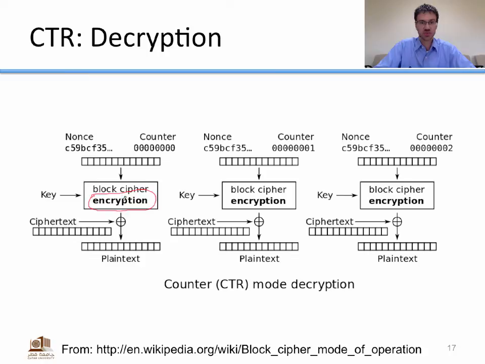So with decryption, we're still going to use the encryption mode of the block cipher because, again, we're not encrypting or decrypting the plain text with the block cipher. We're just using it to generate that stream of bits.